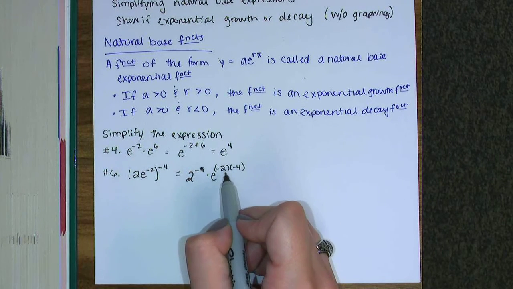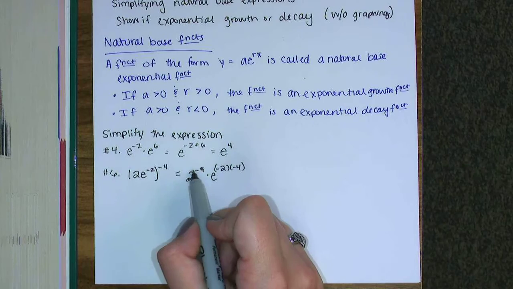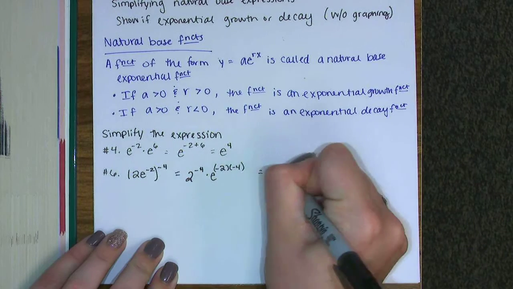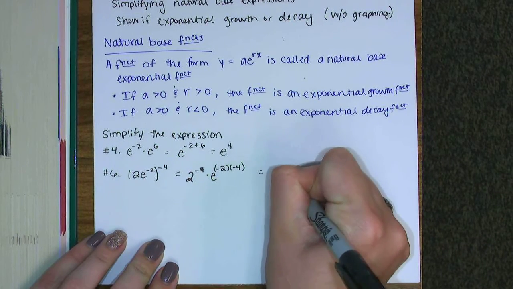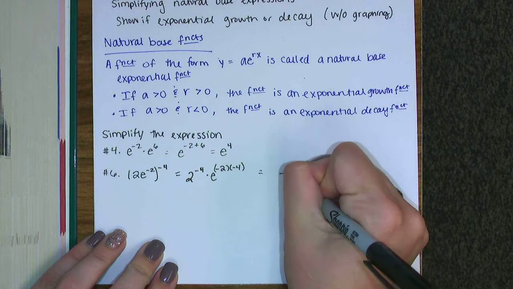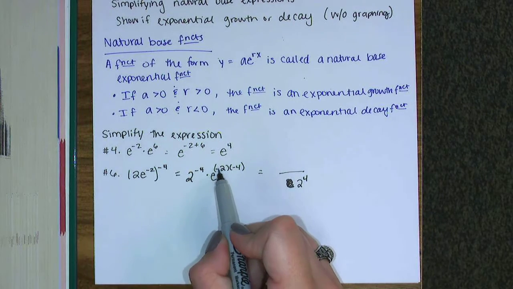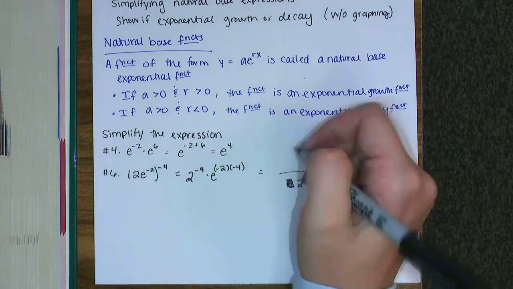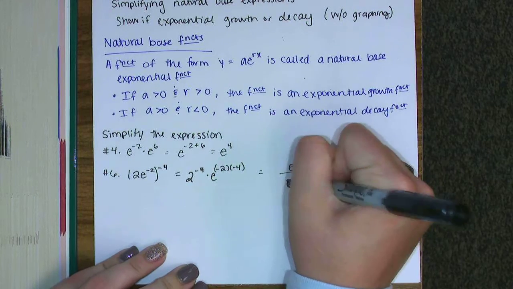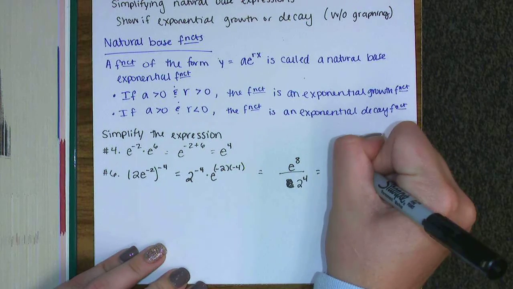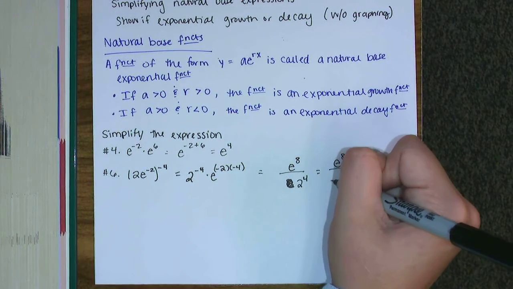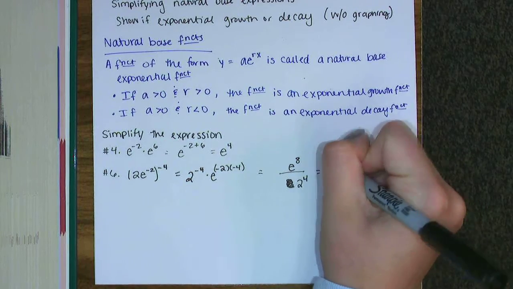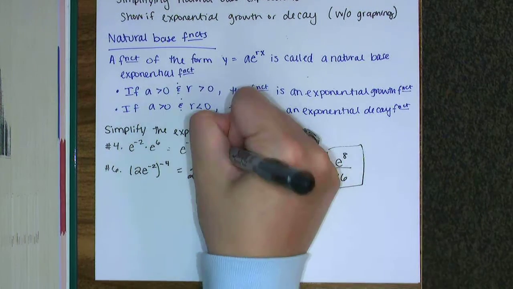So this negative exponent brings the 2 to the bottom. So we're going to end up with something over 2 to the 4th. And now I can multiply these: negative 2 times negative 4 is positive 8, so that stays on top. So e to the 8 over 2 to the 4th. 2 times 2 is 4, times 2 is 8, times 2 is 16. So that's our answer for that one. I should be boxing all of my answers here.